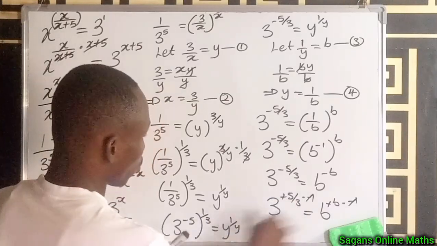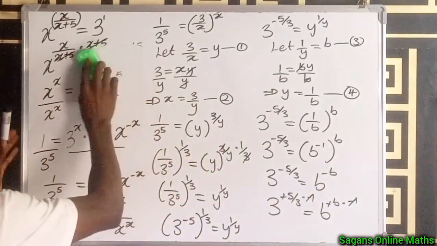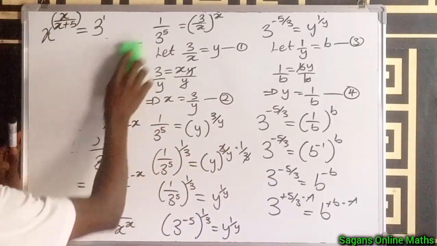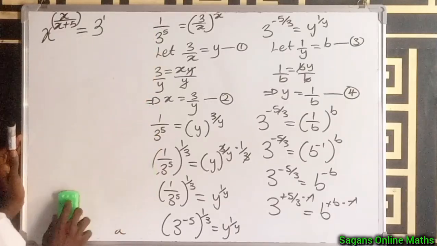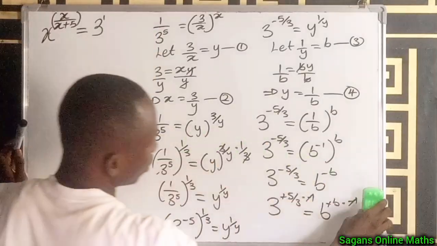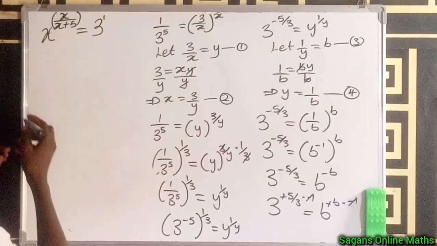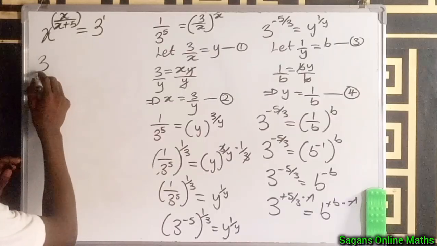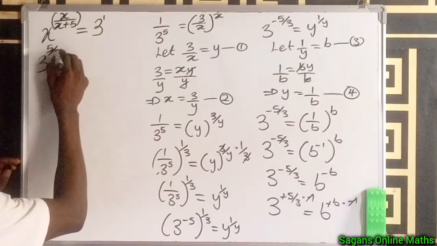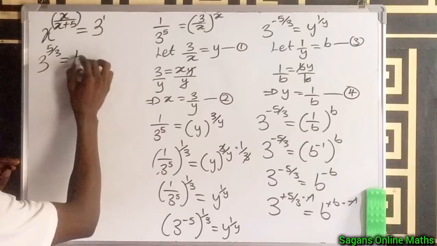Right? So let me remove this from here, please. Okay. Thank you. All right. We are going to find the value of x. Now at this point, I'm left with 3 to the power of 5 over 3, 5 divided by 3, equals b to the power of b.